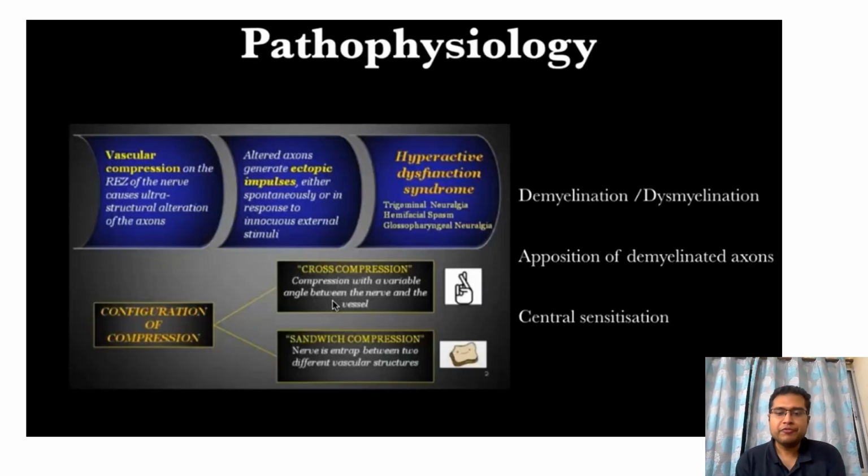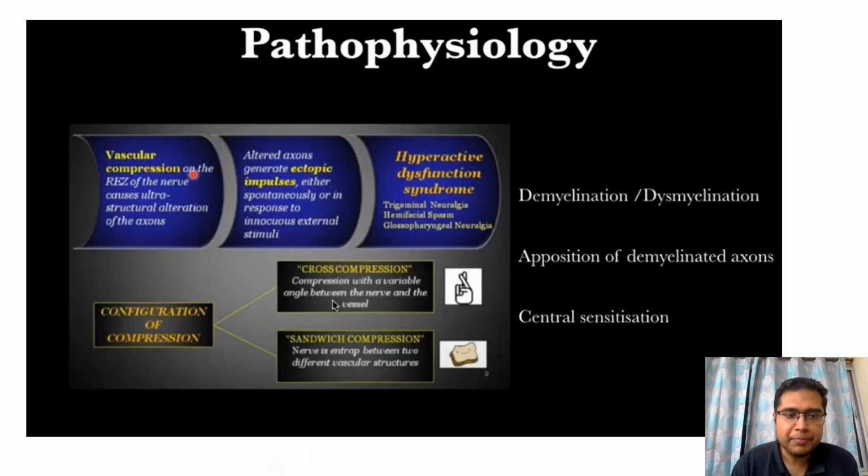So what is the pathophysiology behind this particular condition? Neurovascular conflict, whenever it occurs, can either be a cross compression type or a sandwich compression type. Cross compression is, as we saw in our case, where compression with a variable angle between the nerve and the vessel is seen. While in sandwich compression, the nerve is entrapped between two different vascular structures, which is relatively rare.